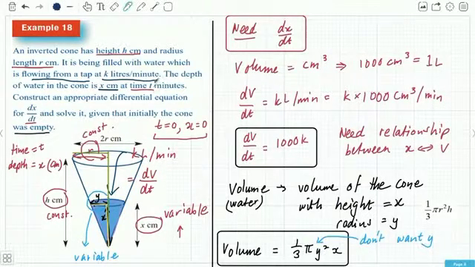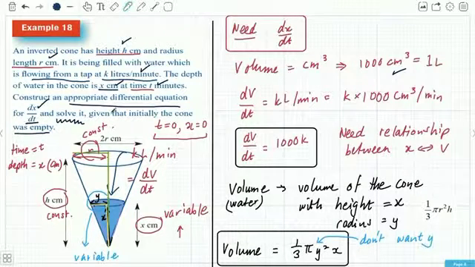Let's go back and read the question again, see how we're going. The inverted cone has a height of h, we've used that in our similar triangles, a radius of r, we've also used that. Filled with water flowing from a tap k litres per minute, that was dV/dt, which we converted to centimetres cubed. The depth is x centimetres of water at time t, so we've put that into our equations. We need to construct an appropriate differential equation dx/dt. We've done that, that's awesome.